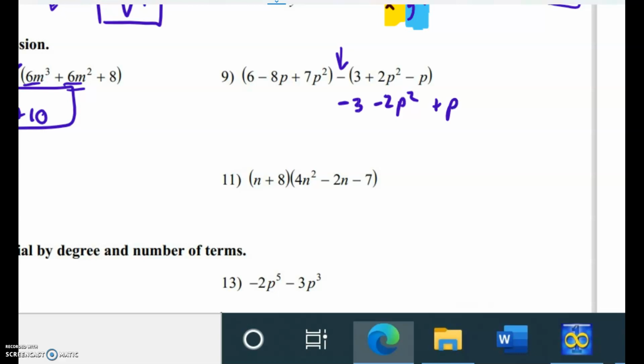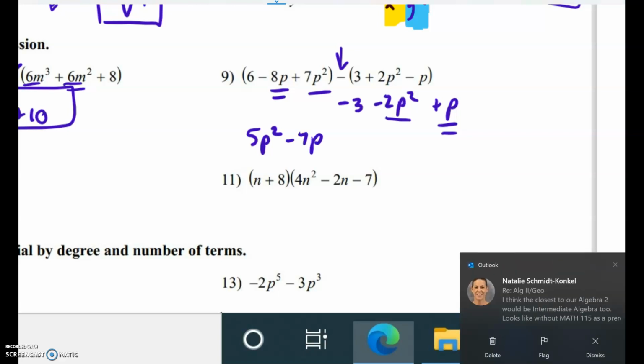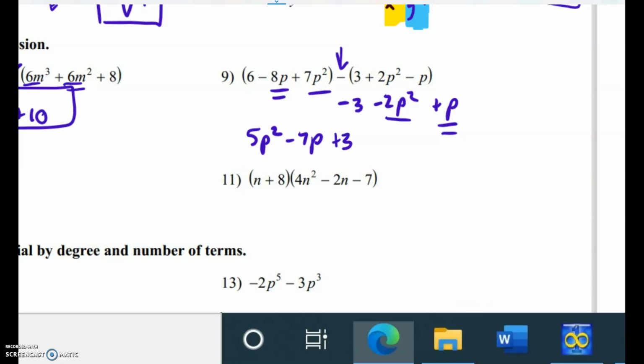Okay, now I can combine like terms like I did in the first problem. So I'm looking for the like terms. I start with the highest degree, so I'm looking at that p squared. -2p squared can be combined with the 7p squared, and that's going to give me 5p squareds. Okay, now I'm going to look at the p terms, p and -8p. If I put those together, I'm going to get -7p. And then the -3 and the 6 makes +3.